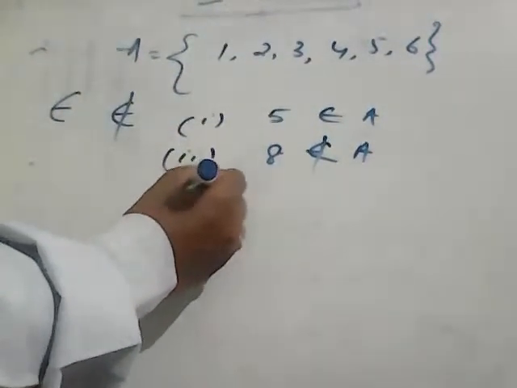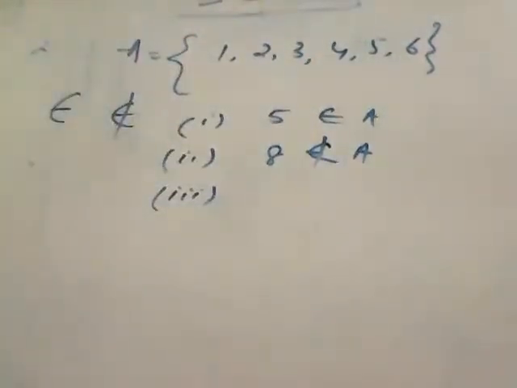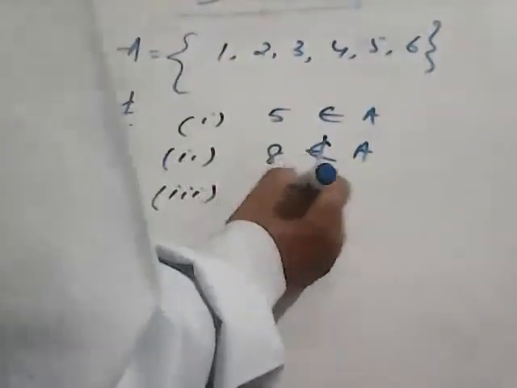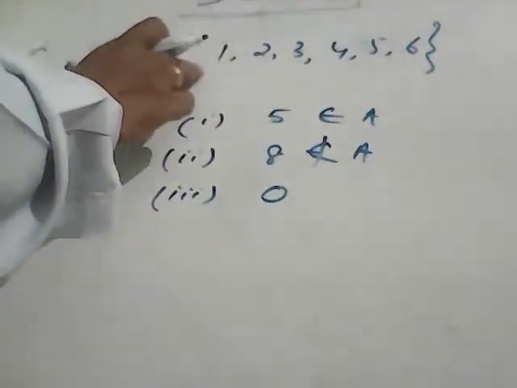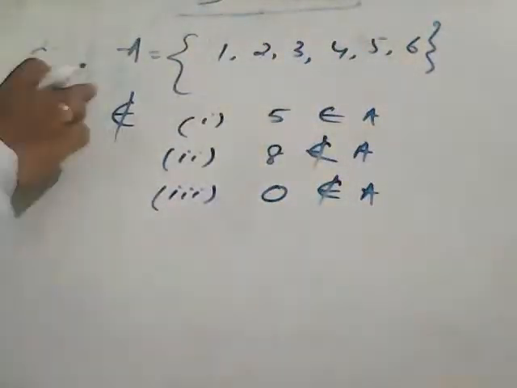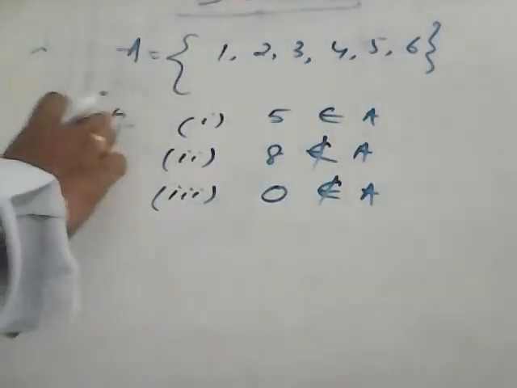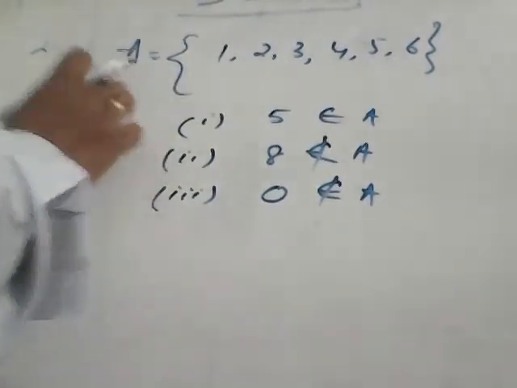Third bit. The third bit is 0. Is 0 present here? No. 0 is not an element. 0 is not in set A. Hence, we should write 0 does not belong to A. In this way, you can answer the remaining bits of question number 2.